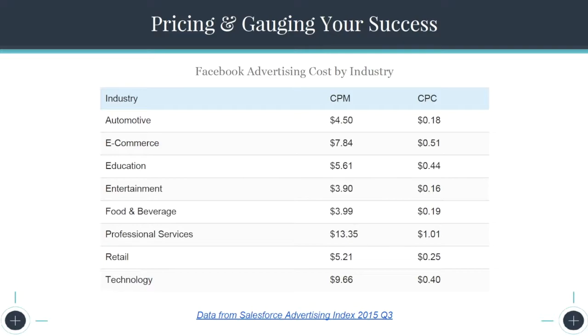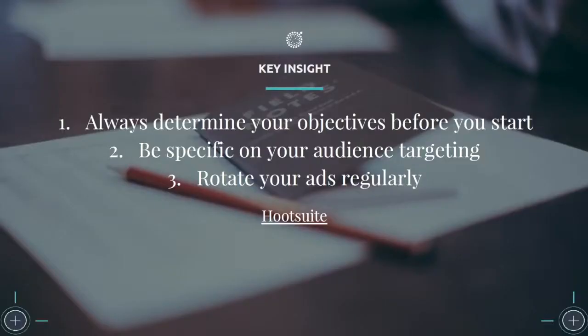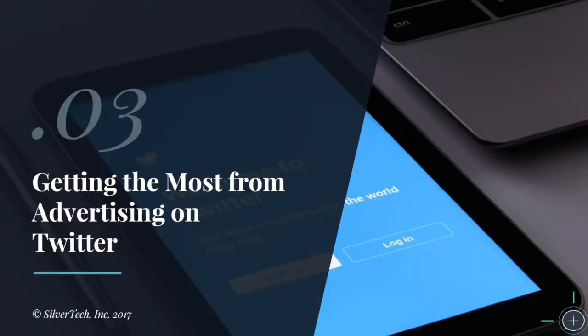So some key takeaways that you'll want to take advantage of are to always determine your objectives before you start, be specific on your audience targeting, and rotate your ads regularly. Also, we want to go back and talk about knowing your personas and who you're targeting, and then going back to that documented content marketing strategy that you came up with to match up with your messaging. So now that we've covered Facebook, let's talk about getting the most out of advertising on Twitter.